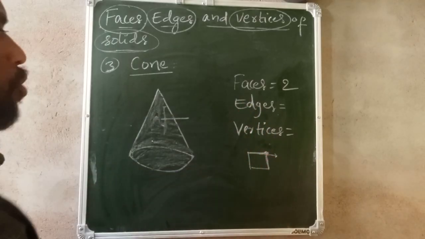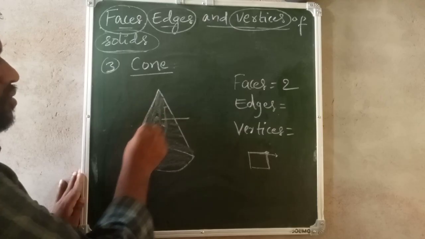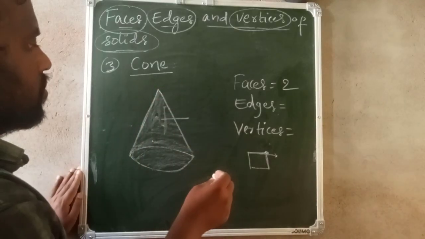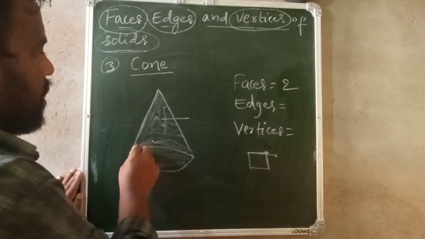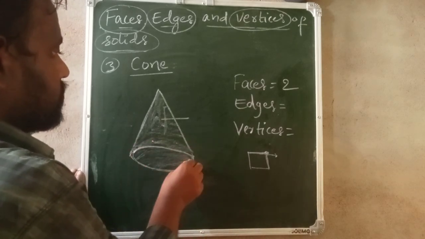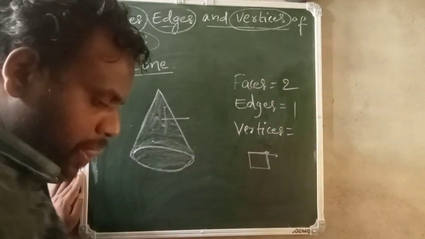Next, edges means how many? So we will not consider this as an edge for cone. Even this is not the edge. So we will consider this entire thing as one edge. This one. So edges is equal to 1.